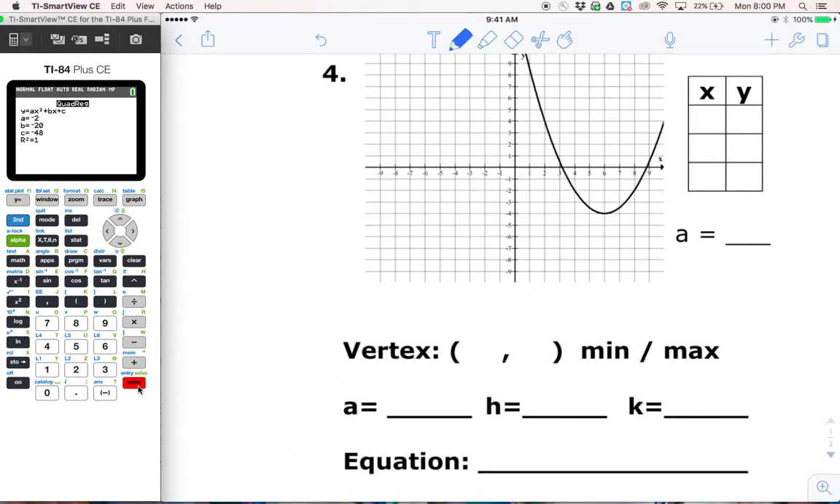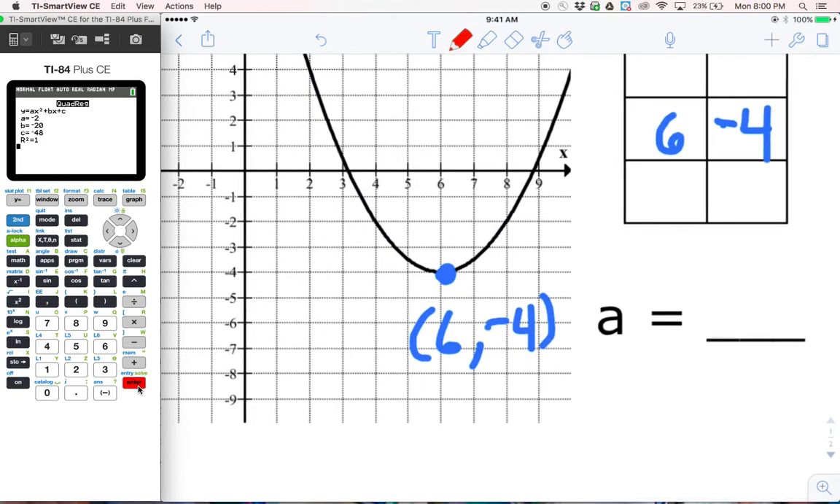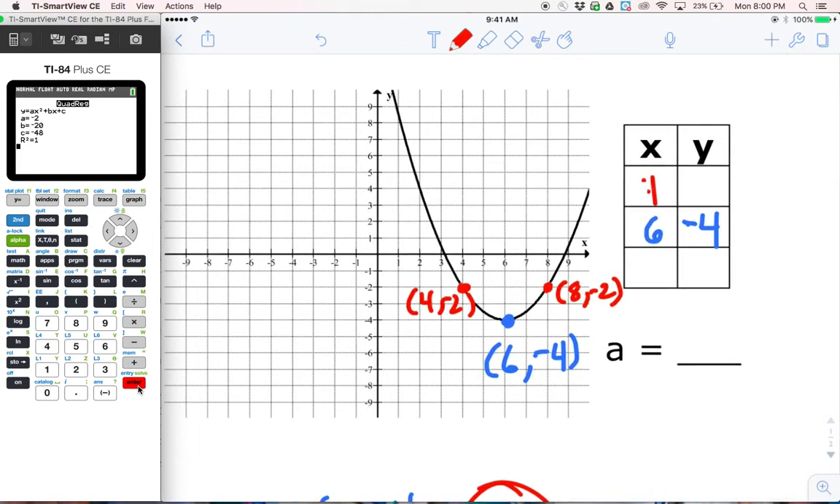All right, last but not least, fourth example, here we go. Let's see here. My vertex is down here at 6, -4, and I'm going to put that in my table. Now, in this example, my vertex is the lowest point on the graph, which means that is a minimum. Let's go ahead and find some good points. This one looks good, so that's 8, -2, and this one looks good, which is 4, -2.